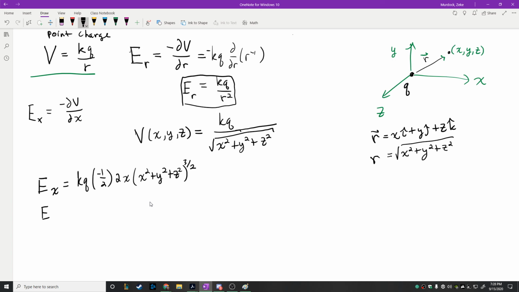And so you really get Ex is equal to, the 2's cancel. Oh, whoops. There's a negative sign overall. When there's an outside negative, and there's a negative from the derivative of the denominator. So the 2's cancel, and you basically get k times q times x times this whole thing. And that's the x component of the electric field at any point in space around the object. You take the x coordinate, you take these things, that gives you the x component of the electric field. Now, that looks really ugly, right?